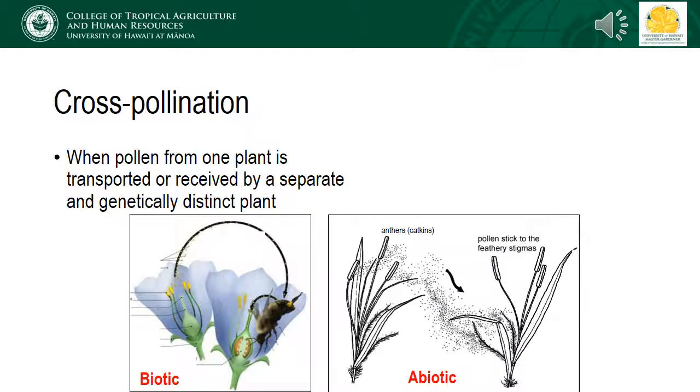Cross-pollination is when pollen from one plant is transported or received by a separate and genetically distinct plant. Many plants have a degree of self-compatibility, meaning they can fertilize themselves with their own pollen, but they do rely mostly on outcrossing or cross-pollination for upwards of 80% of their own reproduction. This can be achieved through biotic processes, meaning the pollen is moved by animals such as bees, or abiotically, meaning the pollen is moved by either wind or water.